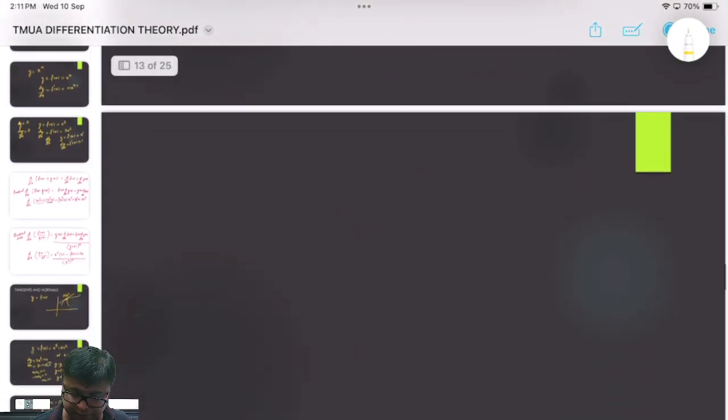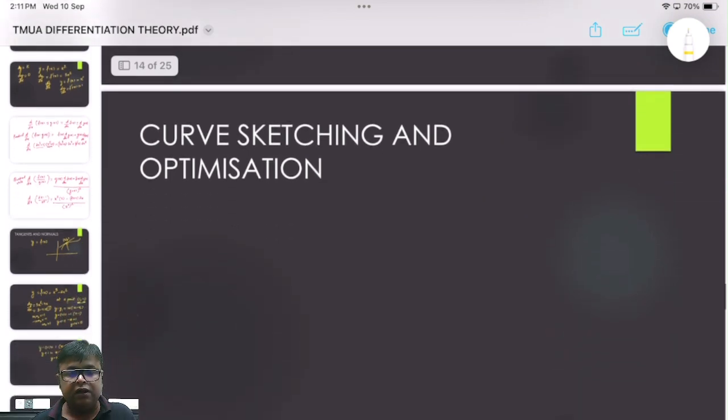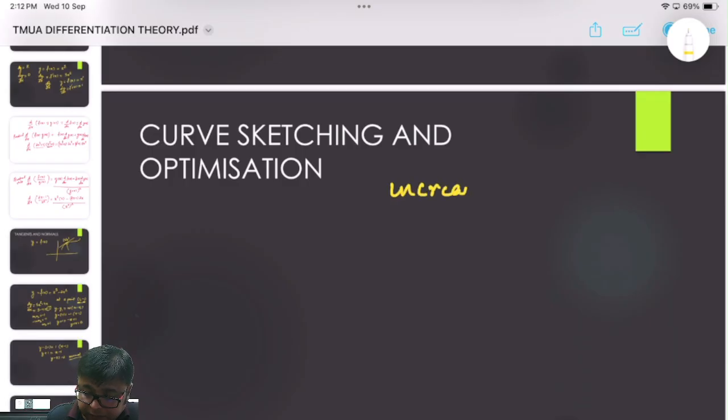Let's move ahead. Now let's move on to curve sketching and optimization. Now for sketching, it is imperative for us to understand when the function is increasing and when the function is decreasing. Very, very important. So a function is said to be increasing if, for example, we have a curve like this, part of a curve which is like this.